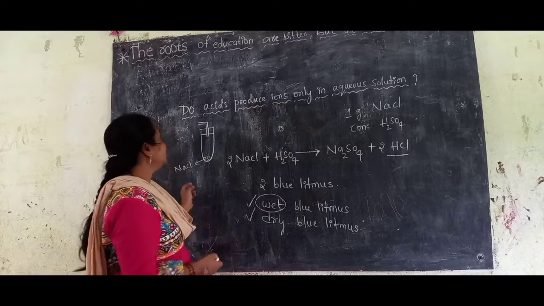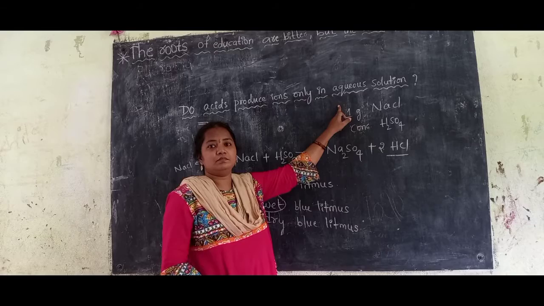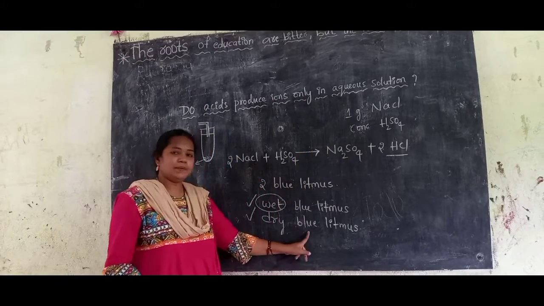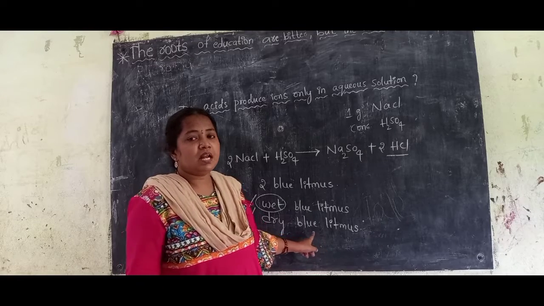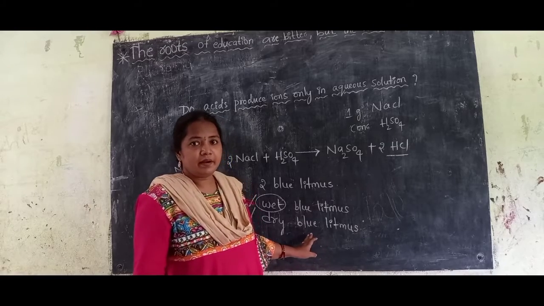So with this activity we can say that acids produce ions only in aqueous solution, not in dry condition, because here blue litmus does not change into red. This proves that there are no H plus ions. That's why it is not acting as an acid under dry conditions.